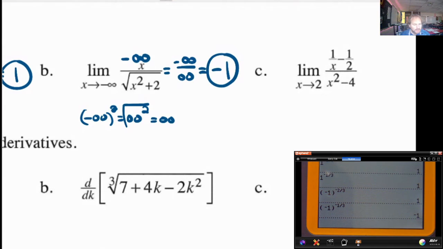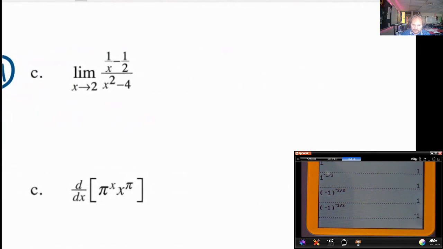Pretty cool. Question C is really interesting. You do see these questions pop up on AP tests every once in a while.